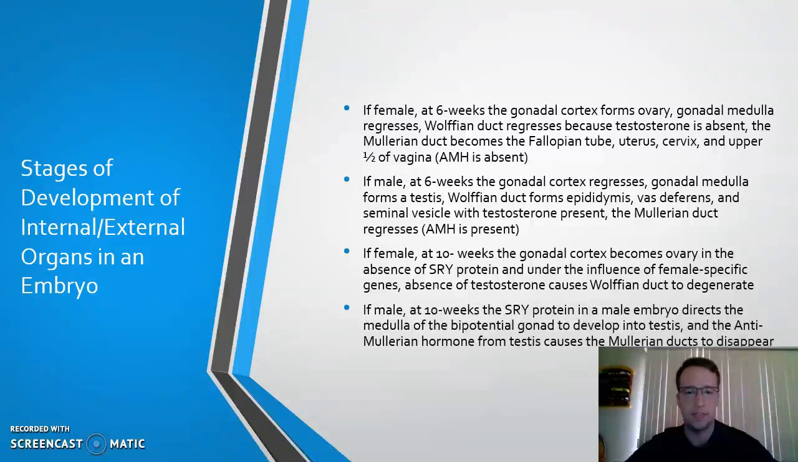Now at 10 weeks, if it's a female, the gonadal cortex will become the ovary in the absence of the SRY protein and under the influence of female-specific genes. The absence of testosterone causes the Wolffian duct to degenerate. At 10 weeks, if it's a male, the SRY protein in the male embryo, again, will direct the medulla of the bipotential gonad to develop into testes. The anti-Mullerian hormone from the testes causes the Mullerian ducts to disappear.